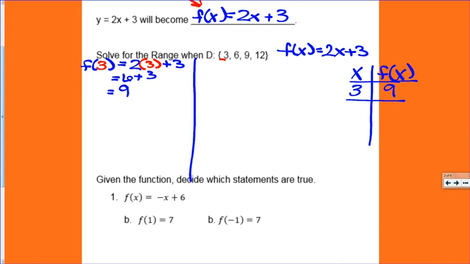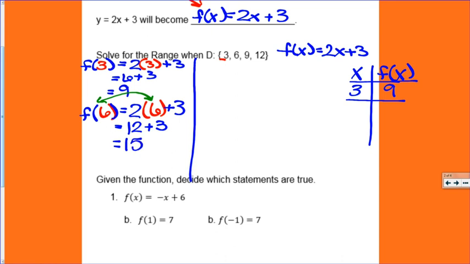Let's try that again. We have f of 6 now equals 2 times 6 plus 3. Notice whenever I substitute a value in for x, I put it in for all of the x's. Yeah? Then we simplified. 2 times 6 is 12, plus 3 is 15. So my input value, my x, is 6, my output is 15.